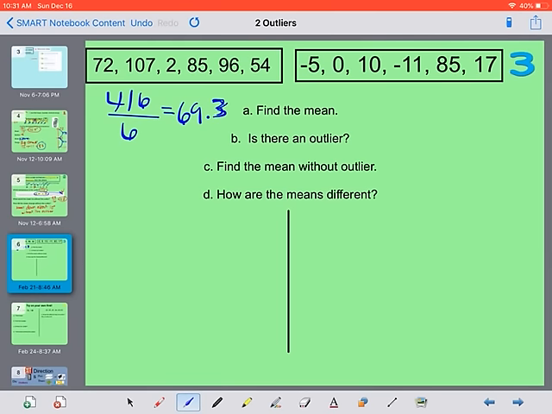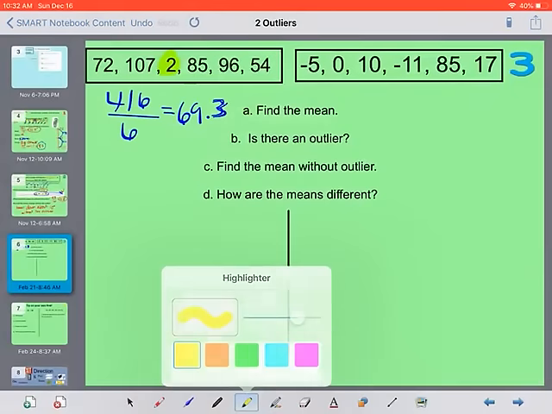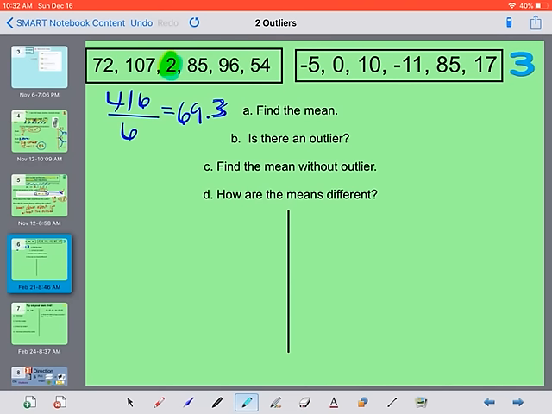So right now our average is about 69, 70 about. It says, is there an outlier? Is there a number that's way bigger or way smaller than all the rest? Well, this number 2, there are no other numbers that are that low. All the rest of the numbers are around 50 to 100. So within that range, I would say yes, there is an outlier. Our outlier is the number 2. It's way smaller than all the rest.